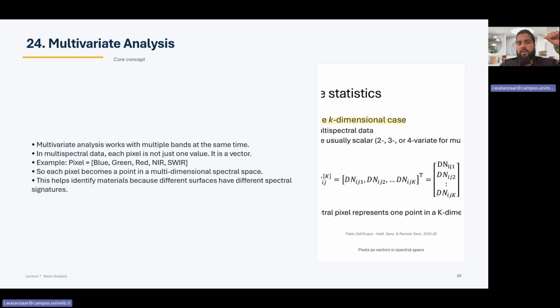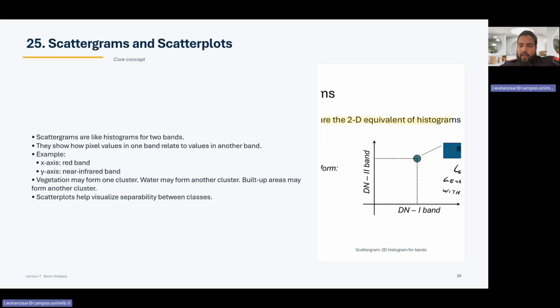This helps identify the materials because different surfaces have different spectral signatures. This is really important. It helps us identify the materials, as we know different surfaces have different spectral signatures or responses. So now let's see the further analysis of multivariate analysis. The first thing we are discussing is scattergrams or scatter plots. Both of them are similar, just different names. It is the gram or plot.